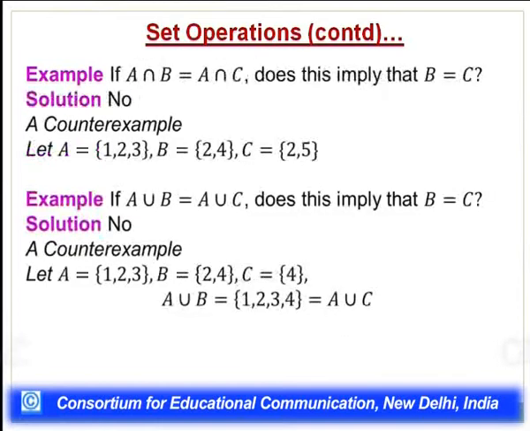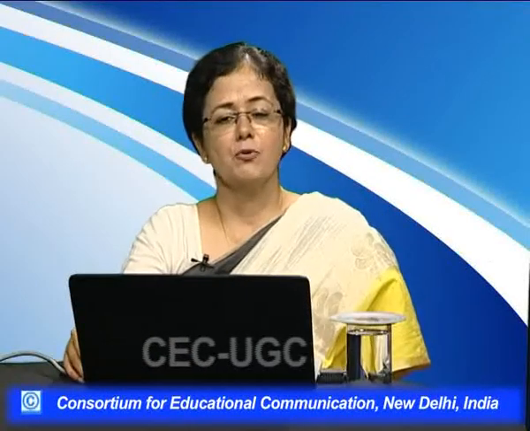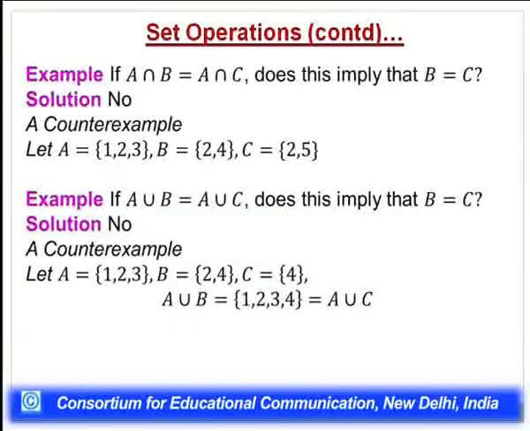Now, for some interesting operations, these are questions that my students typically ask me, so I thought I'll include them here as well. The question here is, if A intersection B is equal to A intersection C, does this imply that B is also equal to C? And the answer here is, actually I should write not necessarily here instead of no.